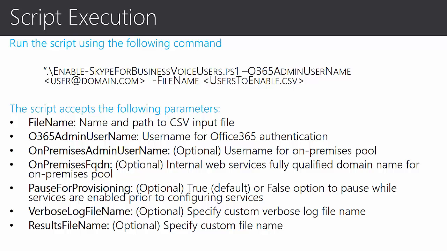The same if you say that you're going to be migrating users, the script will prompt you for an on-premises FQDN. This is the internal web services fully qualified domain name of your on-premises pool. This is what we use to connect to PowerShell remoting. And so we'll need to make sure that we have that information if and only if you specify in the input file that you are going to migrate users.